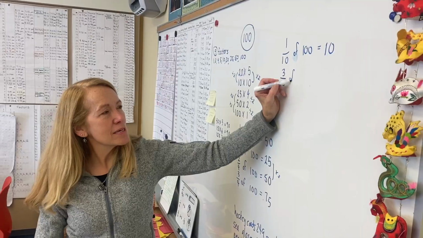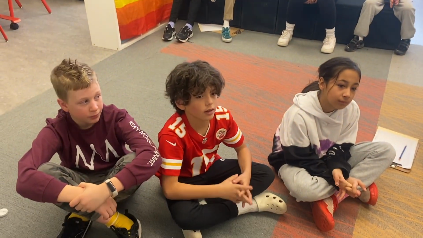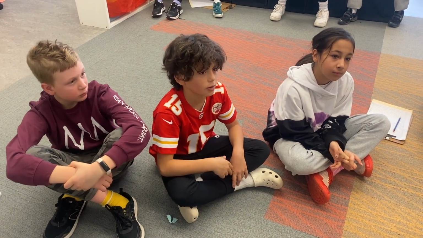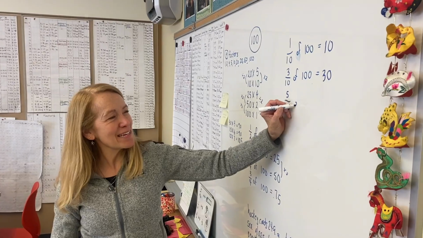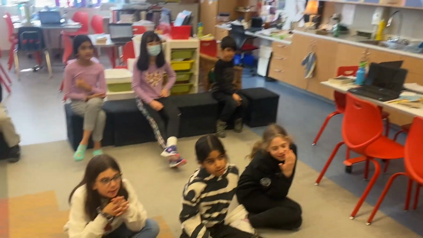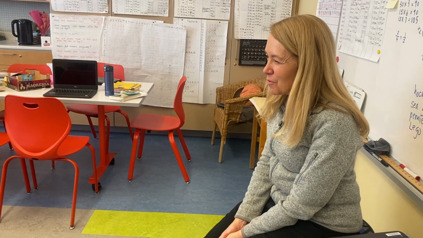Okay. I'm really trying to model that enjoyment of working with numbers, finding patterns, seeing relationships. So what if I was asking what's 3/10? Just 30, because 10 times 3 would be 30, right? Nice. Okay. What about 5/10? Everybody. 50. So my goal with this discussion is for all children to feel that they can participate and enjoy math. Good work, everybody. What do you think about tomorrow? Do you think that it's going to be a good number or maybe a prime, 101?